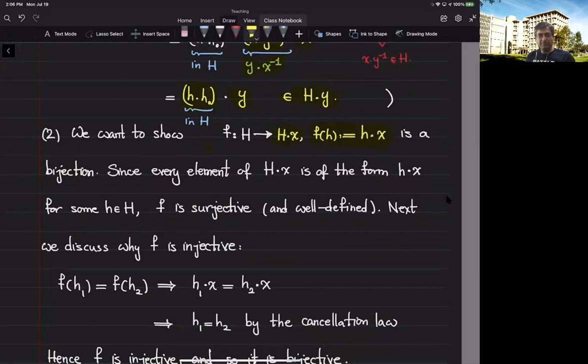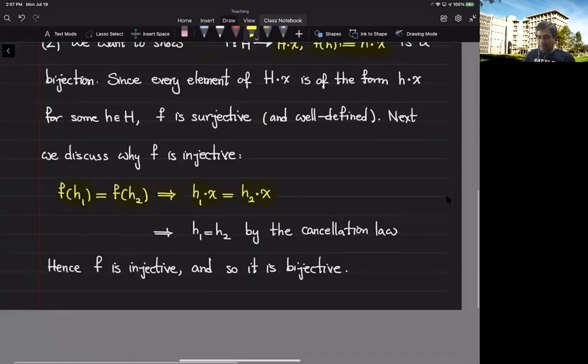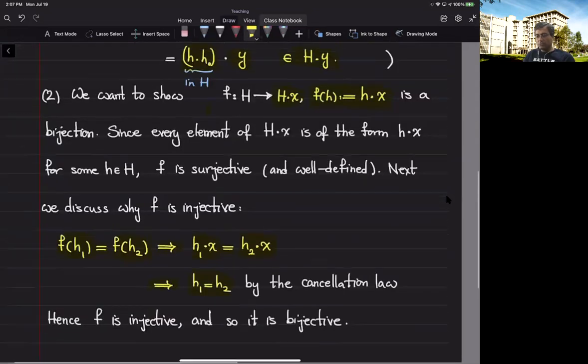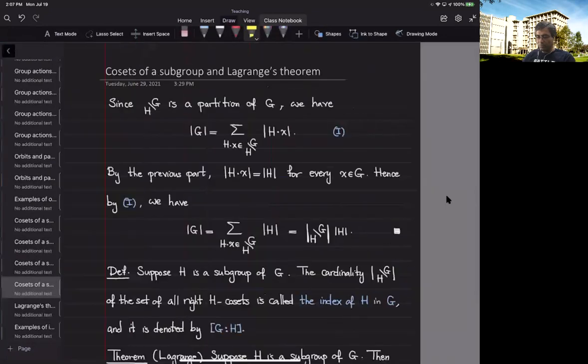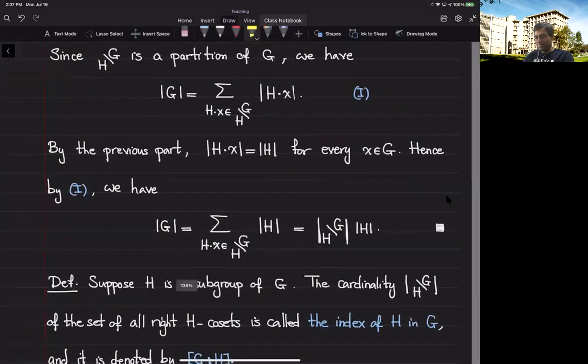Now, why is it injective? It's because of the cancellation law. Because if f of h1 equals f of h2, that implies h1 times x is the same as h2 times x. I can cancel out these x's because of the cancellation law. I deduce that h1 is h2. So f is injective, f is surjective, and therefore f is a bijection. So that implies that the cardinality of every subgroup is equal to the cardinality of every one of its cosets.